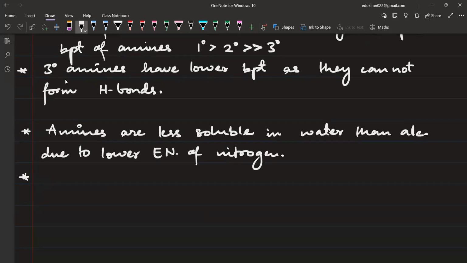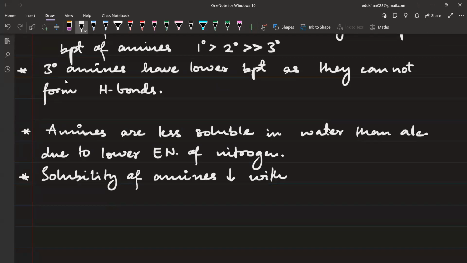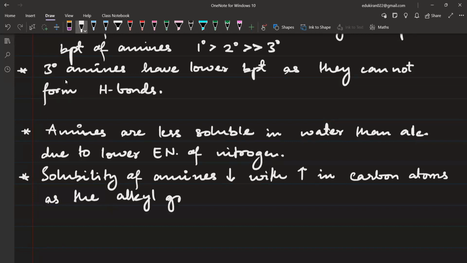And then one more point: the solubility of amines decreases with increase in carbon atoms, as the alkyl group is hydrophobic.